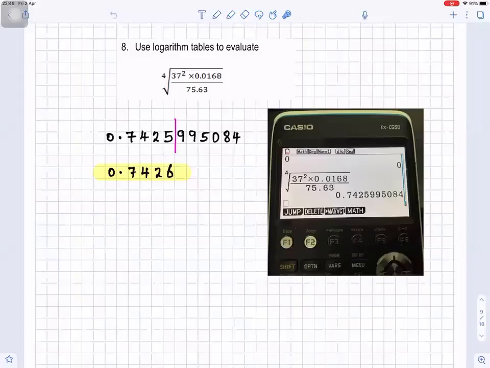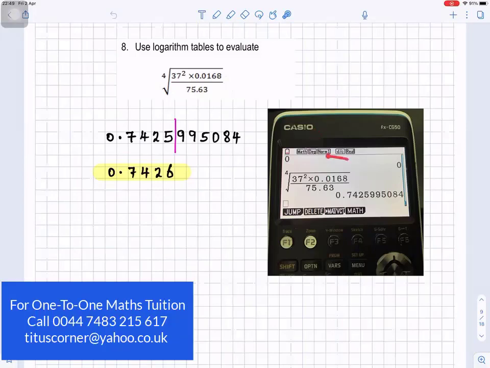Question number 8. Use logarithm tables to evaluate. We're not going to use logarithm tables. We're going to use the modern graphics calculator. So you put that in your calculator. See how I've put it in the calculator? 37 squared times 0.0168 over 75.63. That gives you the answer. And you will round it to 4 decimal places.